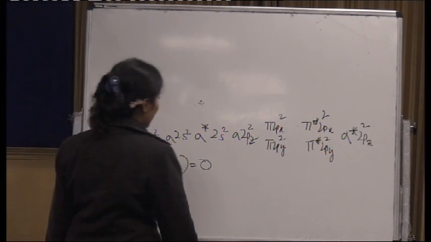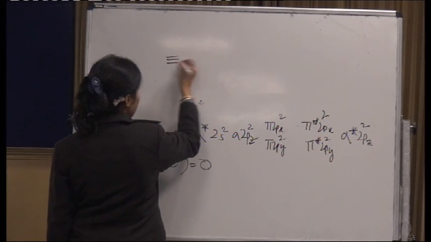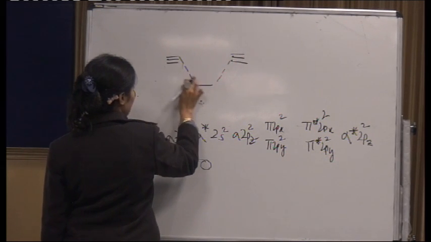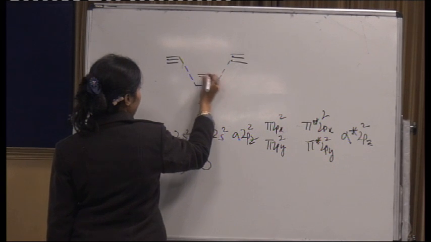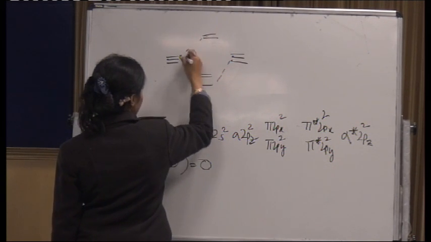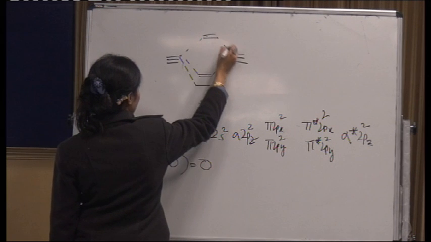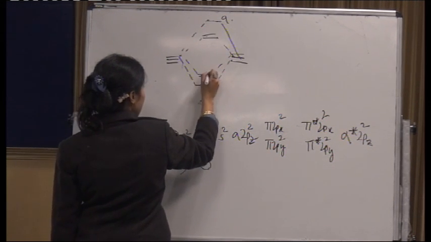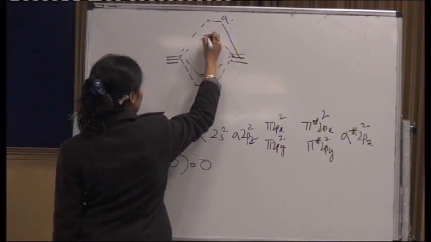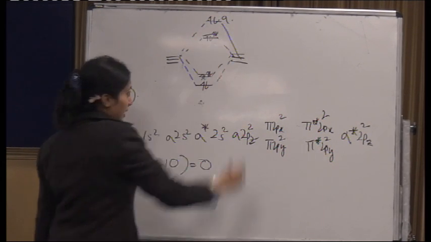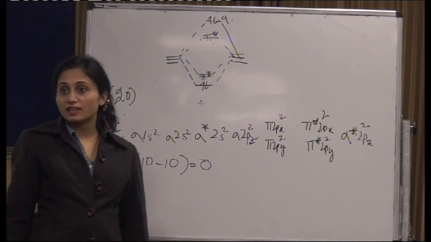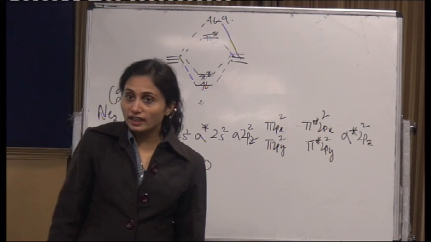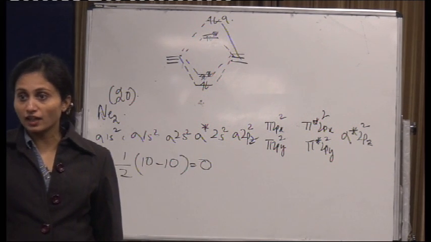Okay, now when you look at the 2p in this case, you have sigma, and then you have pi, and then again you have pi star, sigma, and you have sigma star. All the electrons are paired up, right? When all your electrons are paired up, it is a diamagnetic molecule.